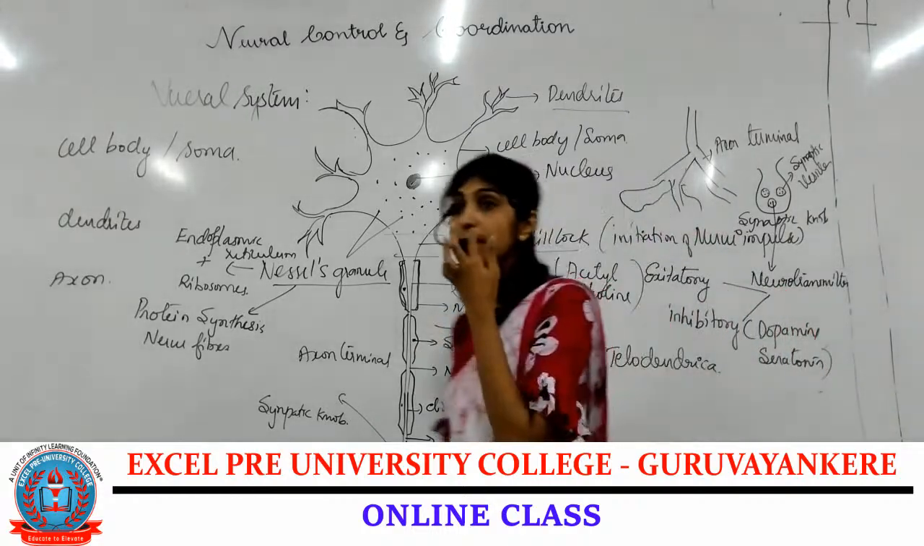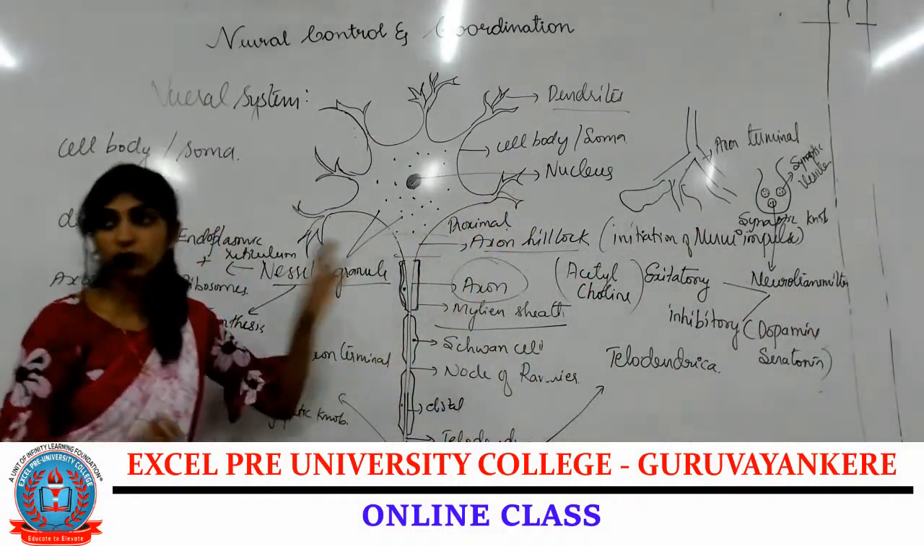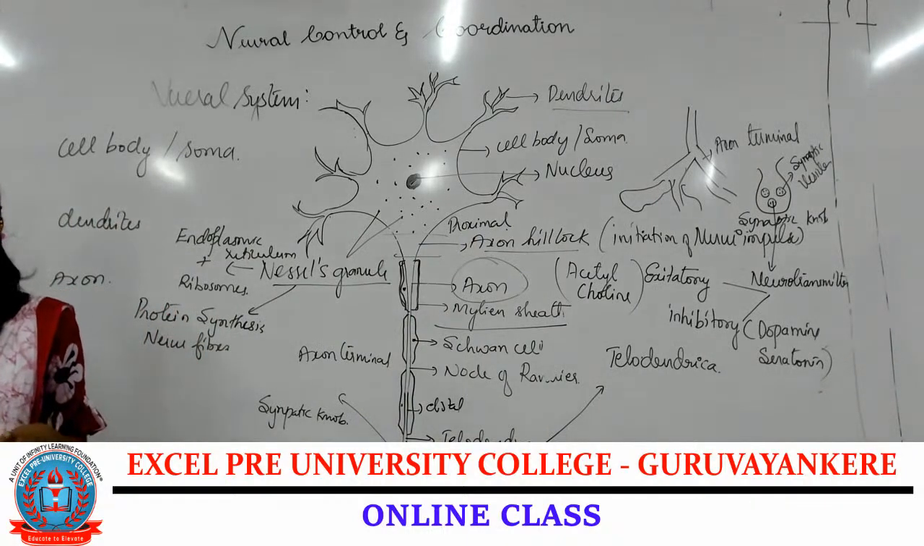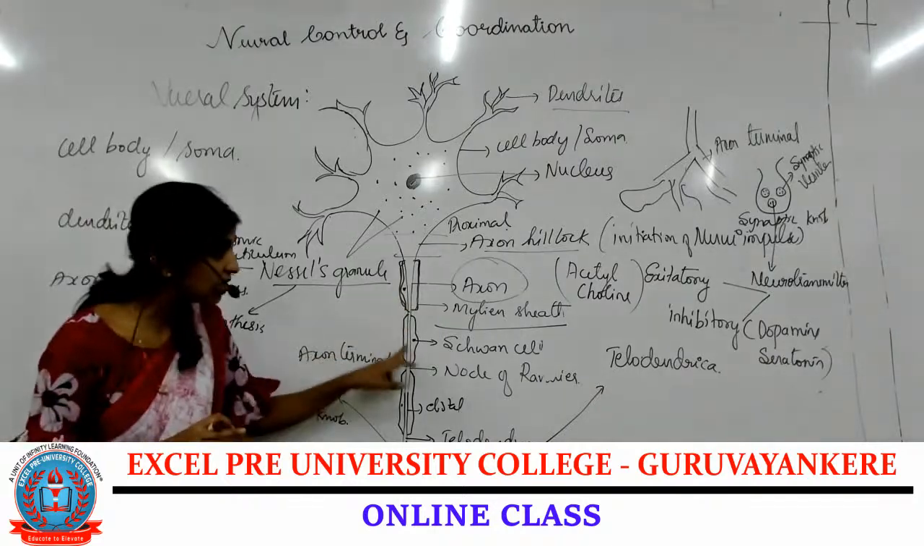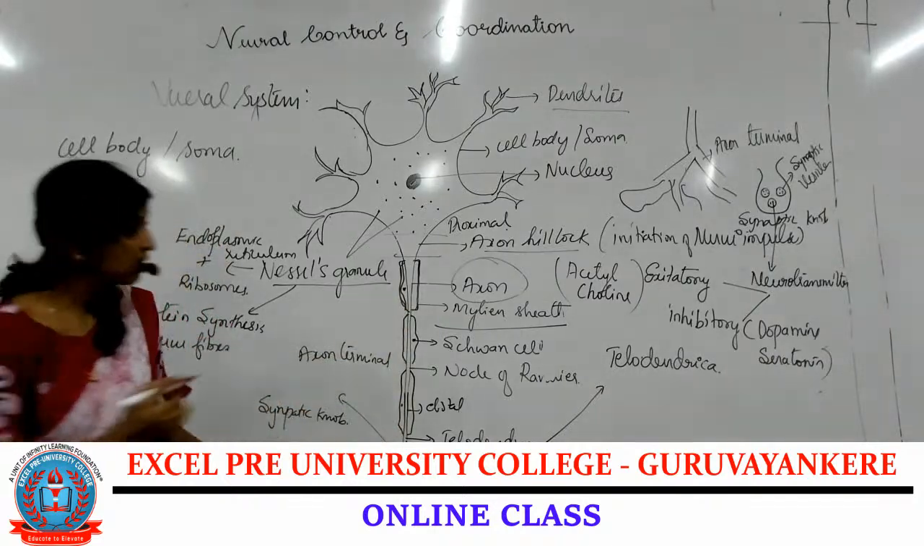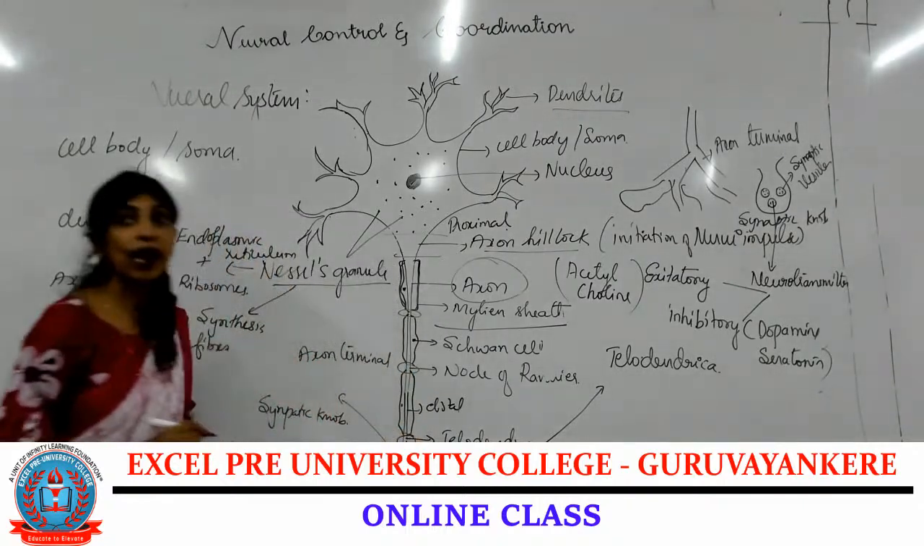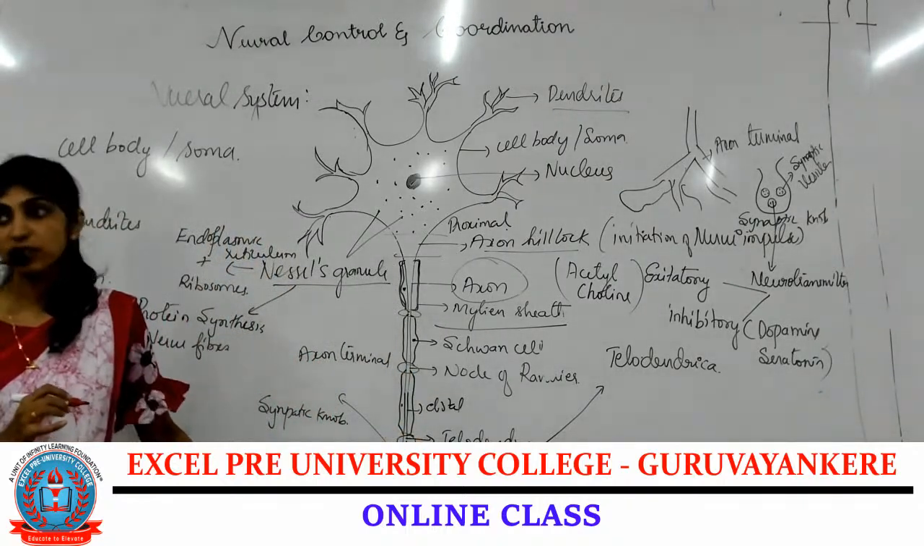Now coming back to our neuron, we know along the axon we have Schwann cells which synthesize the myelin sheath. Now between this myelin sheath layer there is a node present, and we call it the node of Ranvier.